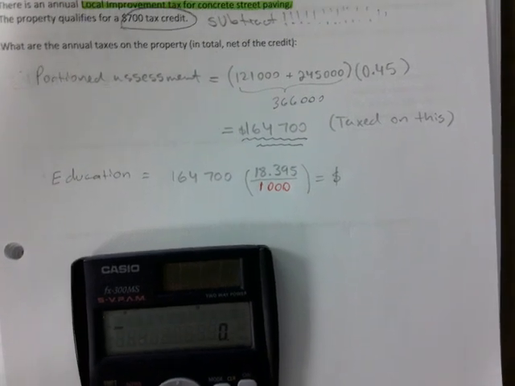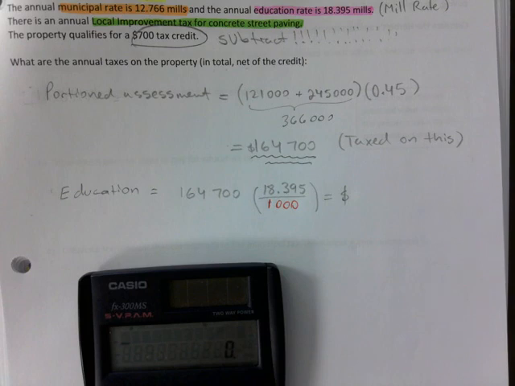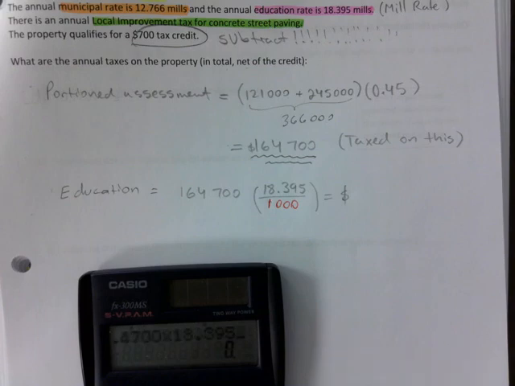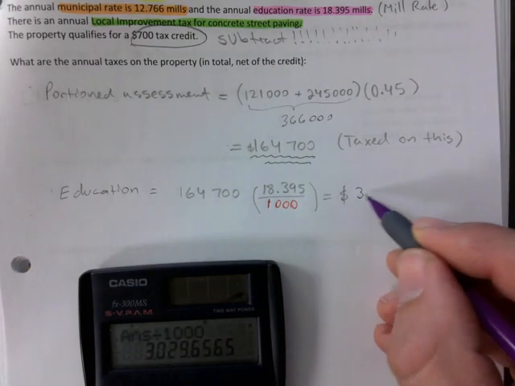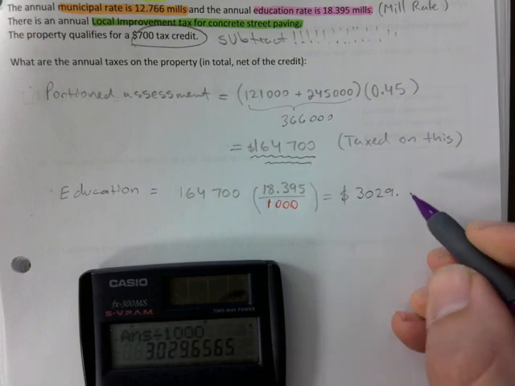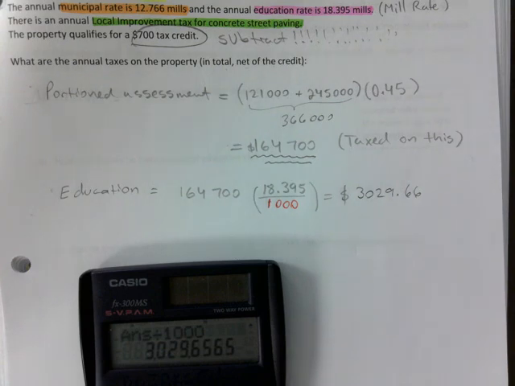I'm going to have my mill rate show up at the top of the page. So I go 164,700 times 18.395 divided by 1,000. There it is, 3,029.66. Yikes.